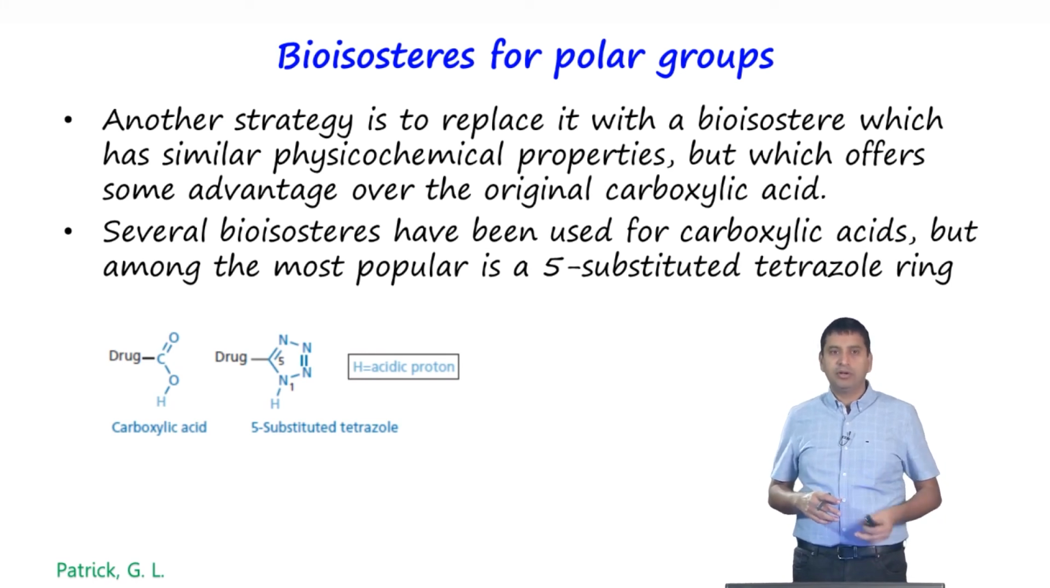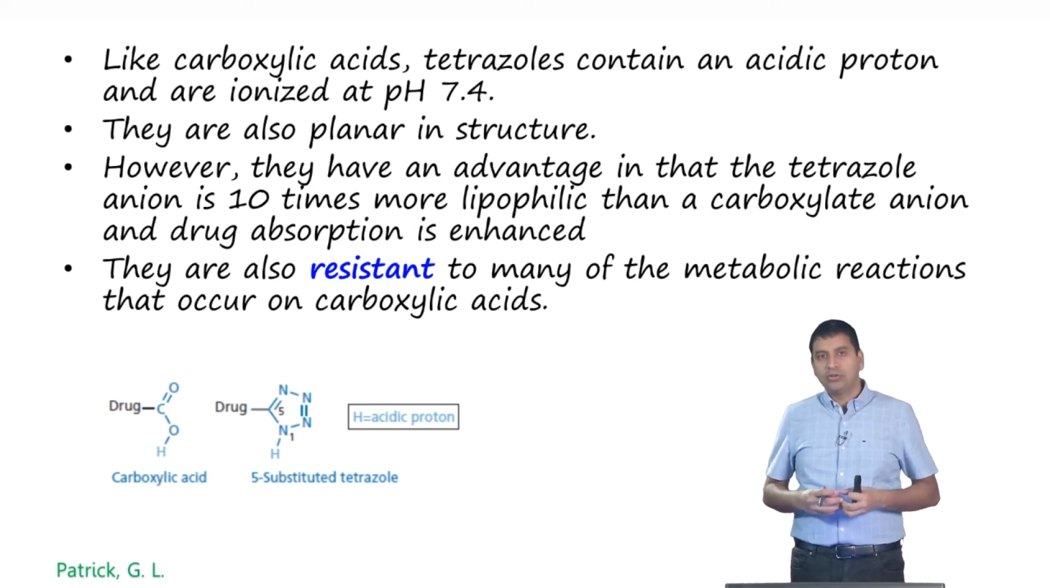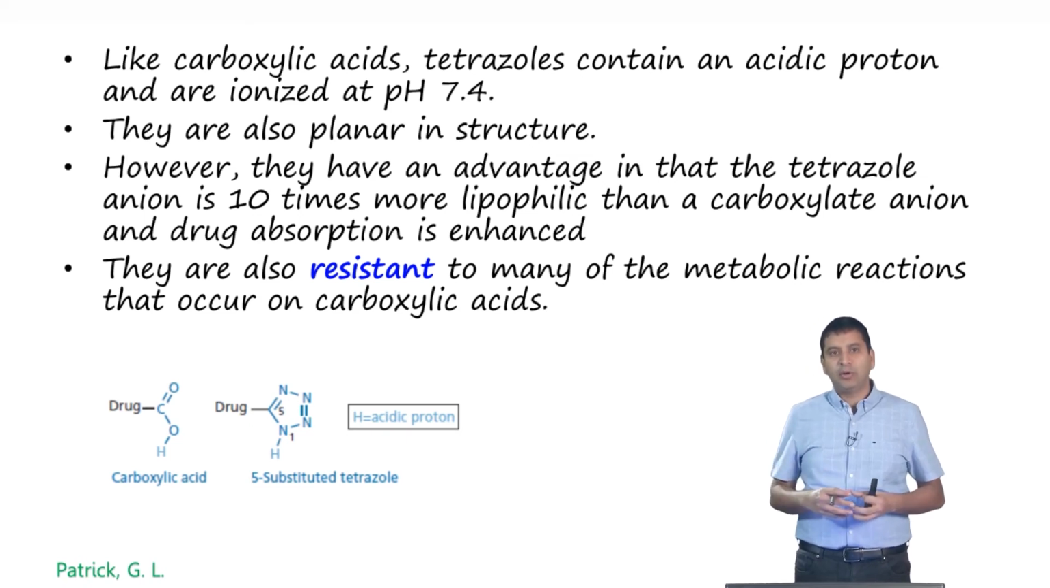So, here for example, this carboxylic acid can be replaced with this tetrazole ring as shown here. Like the carboxylic acid, the tetrazole ring contains an acidic proton and it is ionized at pH 7.4, but they are also planar in structure. However, they have an advantage that the tetrazole is 10 times more lipophilic than a carboxylate ion, and so therefore the drug absorption is enhanced. They are also quite resistant to many of the metabolic reactions that can occur on carboxylic acids.